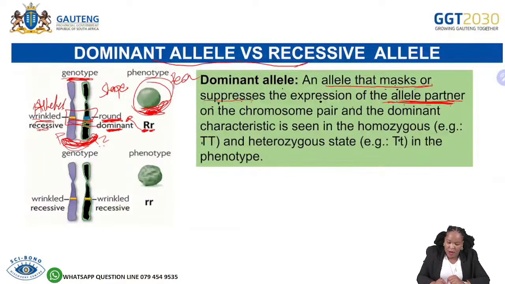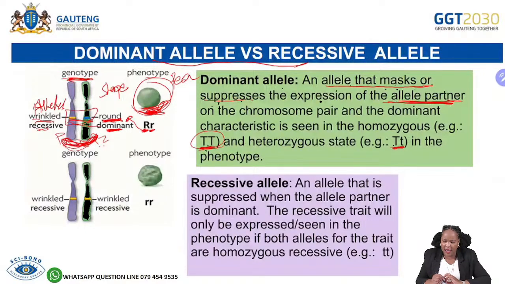Then, a dominant allele can be expressed in a homozygous state. Remember, we've just spoken about homozygous, when there are alleles that are the same. The dominant can be expressed like this, or it can be expressed in a heterozygous state, big letter T and small letter t. This will also be dominant. So it can be expressed in those two ways.